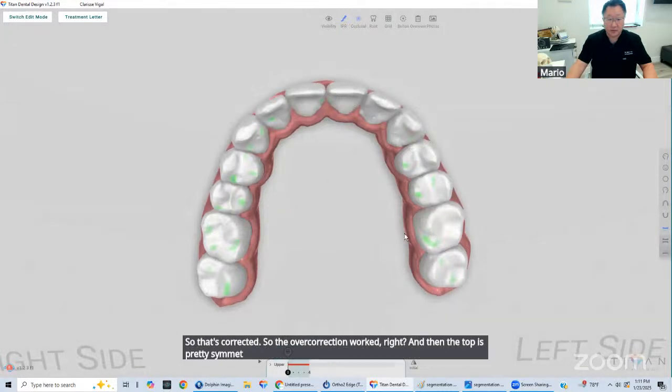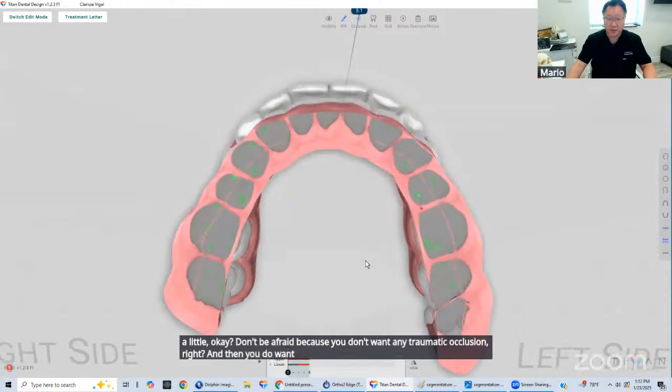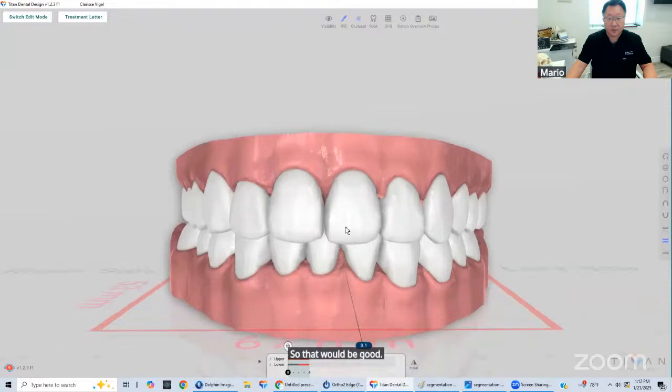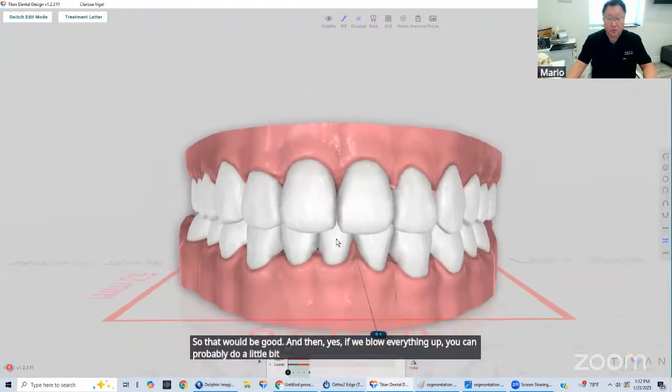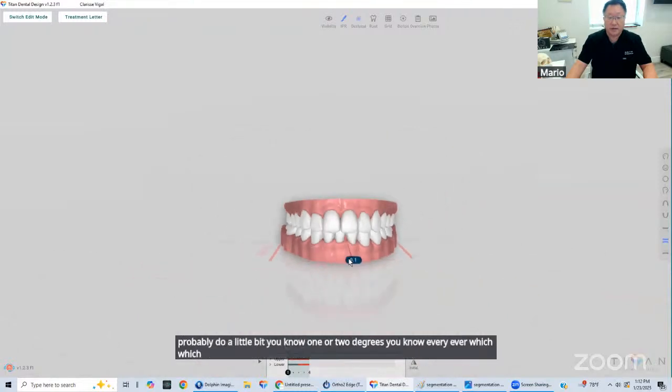You know, I always ask my patients, are they happy? Are they okay? And when we see these green things, sometimes you have to occlusal adjust a little, okay? Don't be afraid because you don't want any traumatic occlusion, right? And you do want contact in the posteriors. So that would be good. And then, yes, if we blow everything up, you can probably do a little bit, you know, 1 or 2 degrees every which way. But you've got to look at the patient.